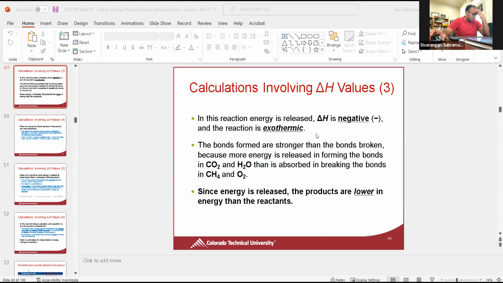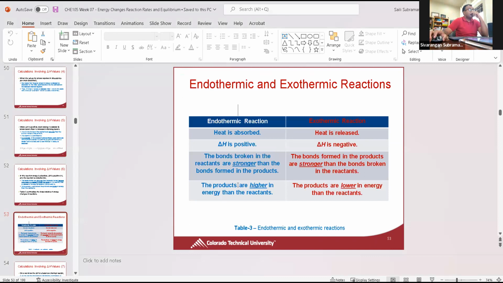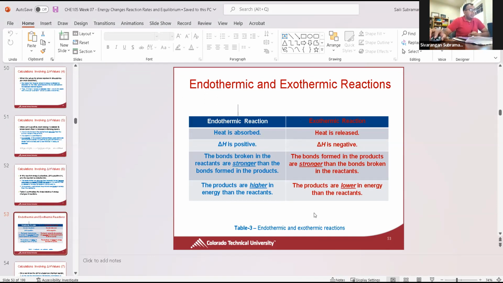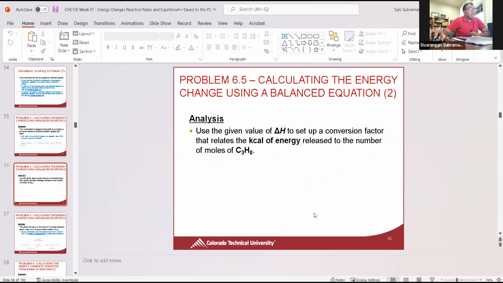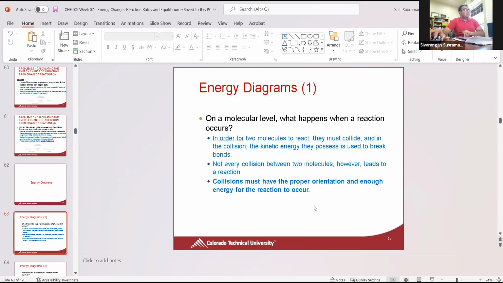So last lecture on Tuesday, we learned about the concept of exothermic and endothermic reactions, and my takeaway slide is this one, which summarizes what happens in an endothermic and exothermic reaction. Then we were introduced to the concept of an energy diagram, which, as the name suggests, is nothing but a graphical representation of the different energy levels of the reactants and the products. So far, so good?